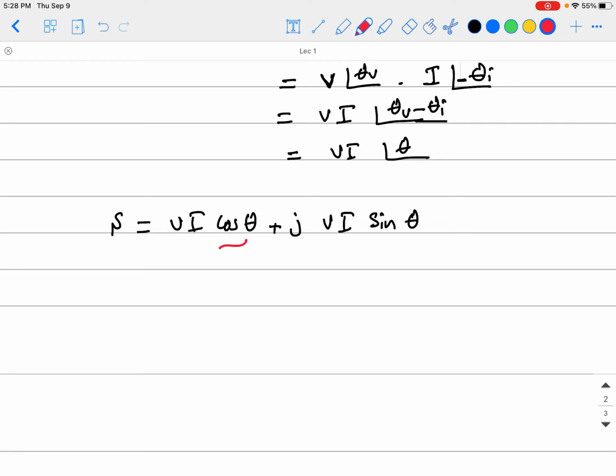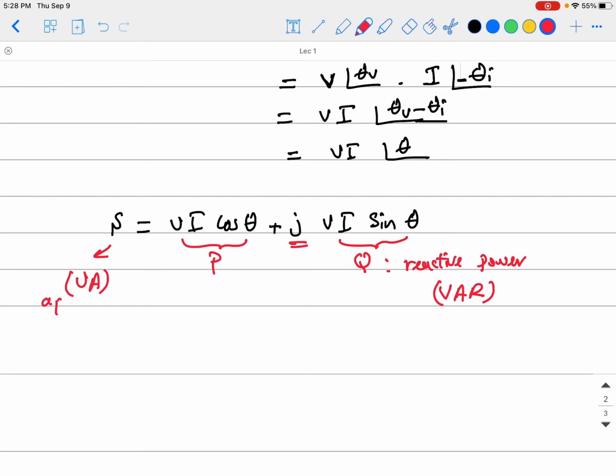If you remember, this VI cosine theta is actually the P, the useful power, the average power, P, okay? And this part, which is the complex part, j here, or the imaginary part, sorry, we call it Q, which is the reactive power. We measure this in VAR, volt ampere reactive. Well, this is measured in VA, which is in volt amperes. Okay, guys? So these are the three powers we have here.